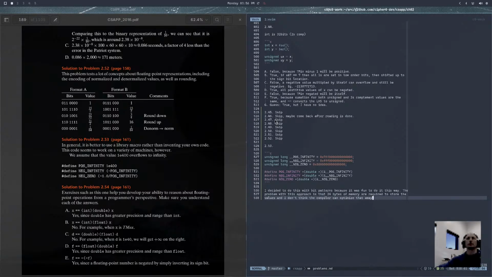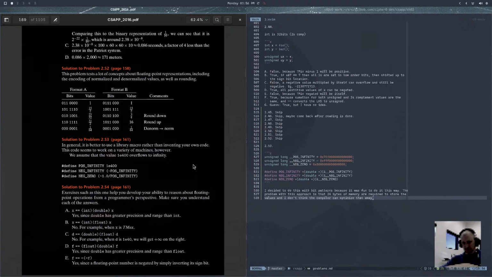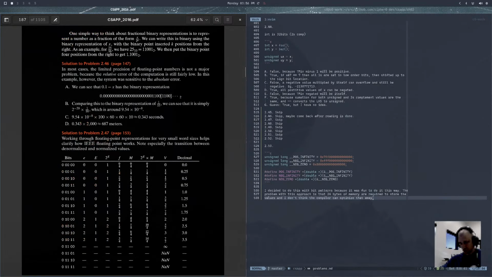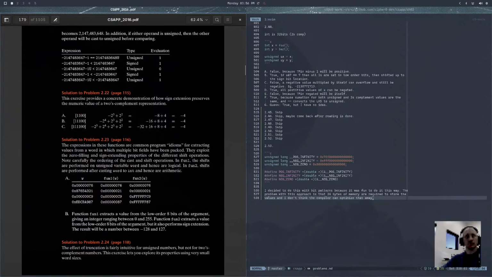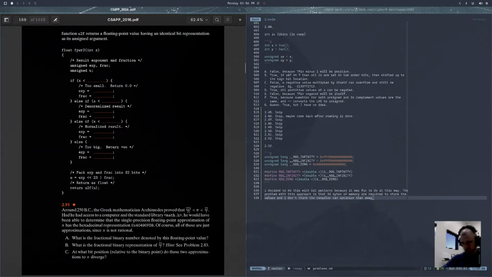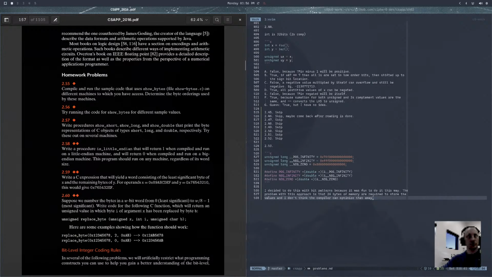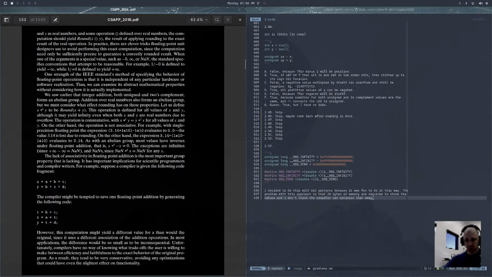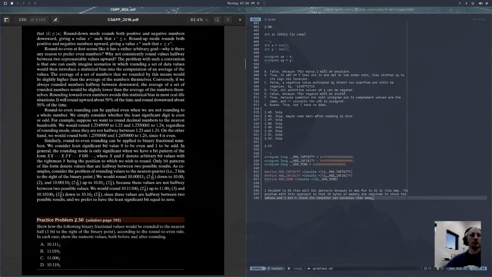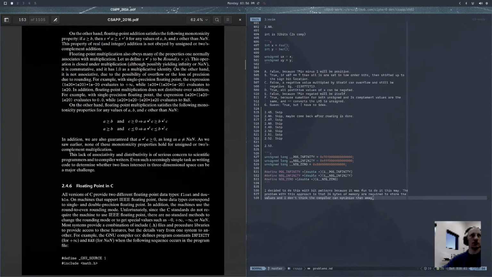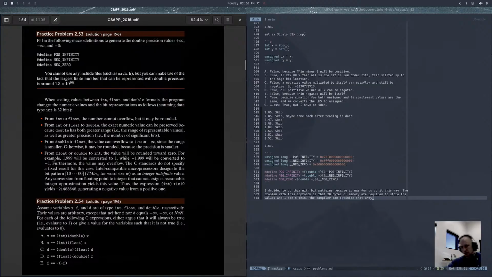Okay. Let's go back to the section that we were reading. Which was... I got lost. Floating point in C. Rounding. Floating point in C. Okay. When casting values between int, float, and double formats, the program changes the numeric values and the bit representations as follows, assuming data type int32.